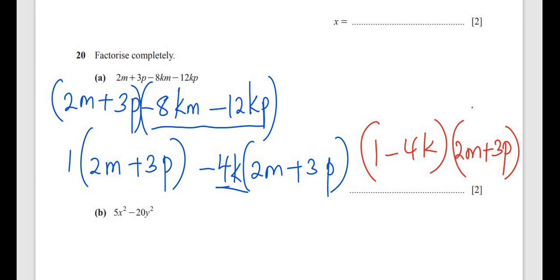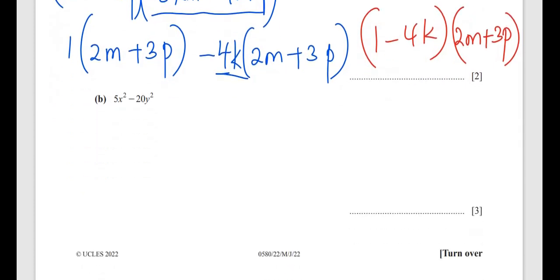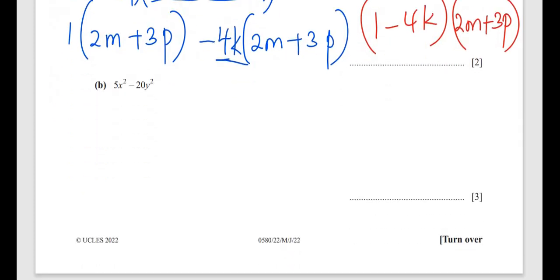So that's how you're supposed to do it. So that's the correct answer. Okay, then let's move on to question number B.